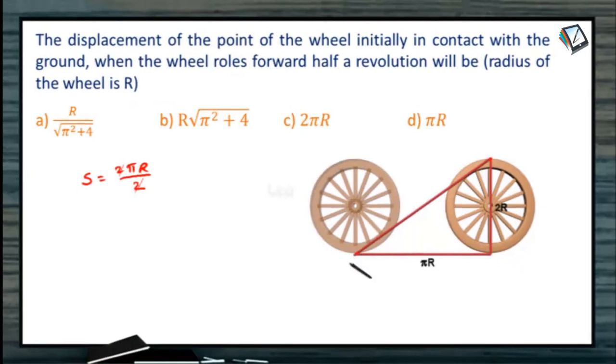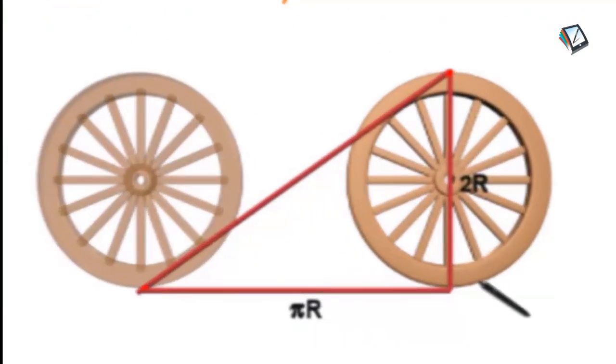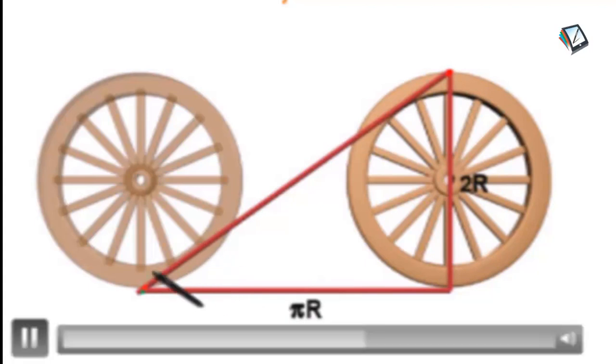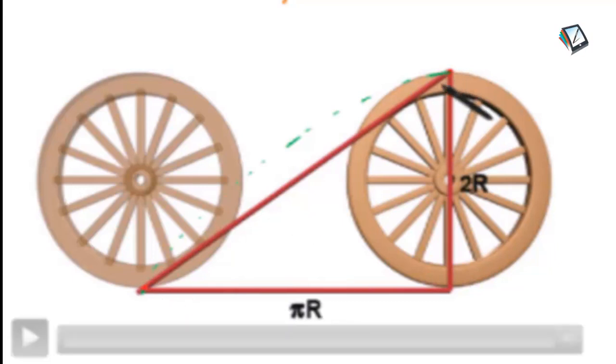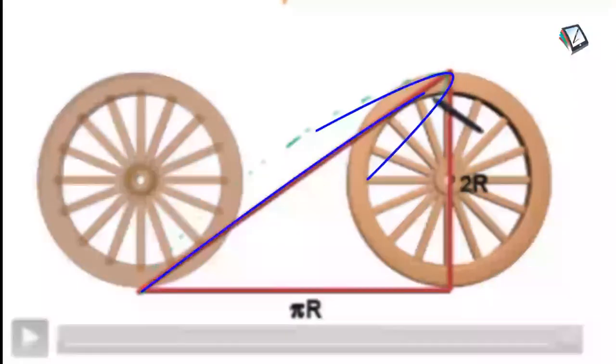So this point has reached this location and we have to find the displacement of this point. You can clearly see that this length is pi r, and of course this is the diameter of the wheel, which is 2r. And we know that displacement is a vector quantity and its magnitude is the direct separation between the starting and the final point. The actual path followed by this particle must have been somewhat this type of a path. But we are interested in the shortest distance between its initial and final position. And as a vector, it has a direction, and this direction is from the initial point towards the final point.